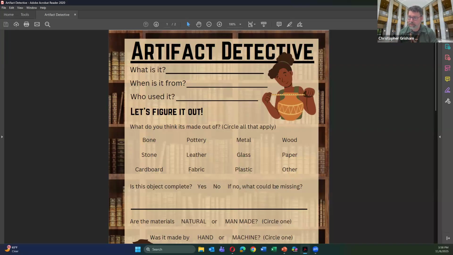And this is just a guiding sheet. So if you were going to do something like this with your students, this is something you could use as well. And the idea is that these first three questions that you see at the top, what is it, when is it from, and who used it, that is what we're trying to discover. That is our ultimate goal. And the rest of it is going to be questions that are hopefully going to get you to those answers.